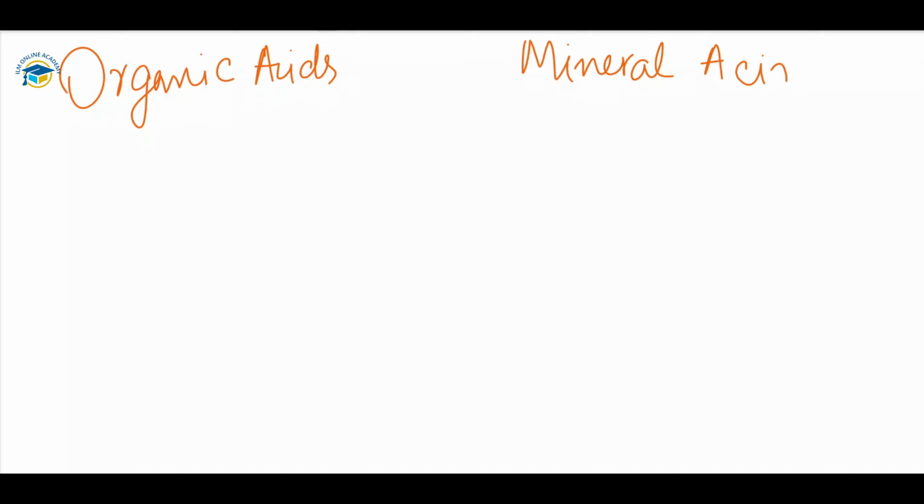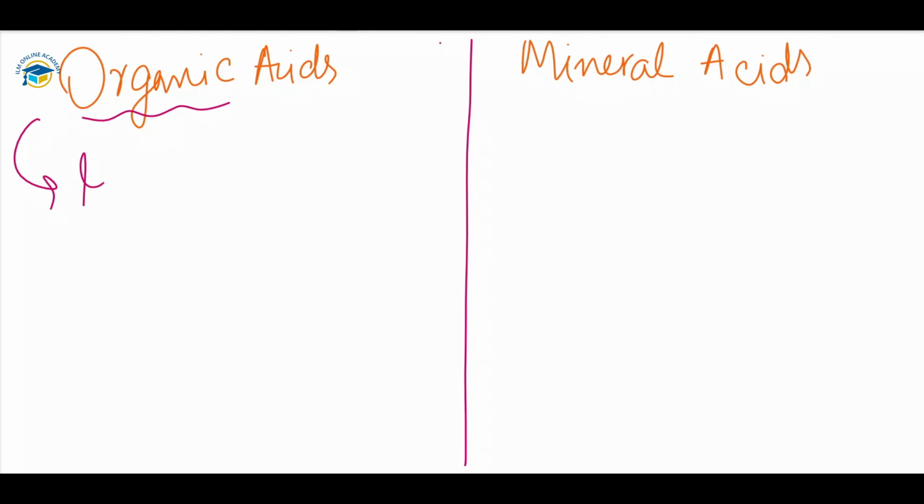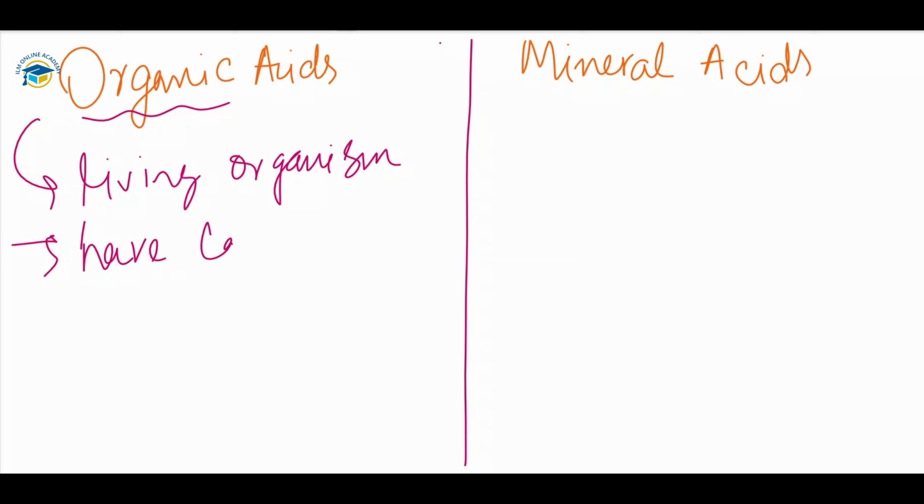Mineral acids are also known as the inorganic acids, and organic acids are the acids that contain carbon atoms in their molecular structure, and they are derived from living organisms. As the word organic says, they are derived from living organisms, and they have carbon in their structure. That is the main point about the organic acids.